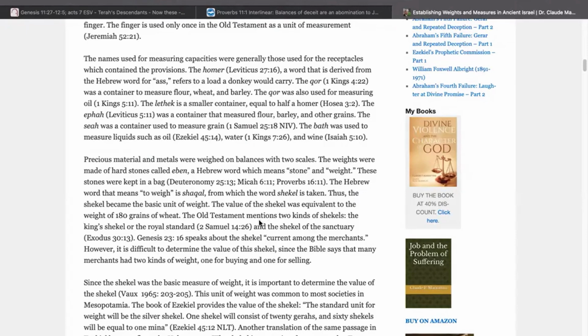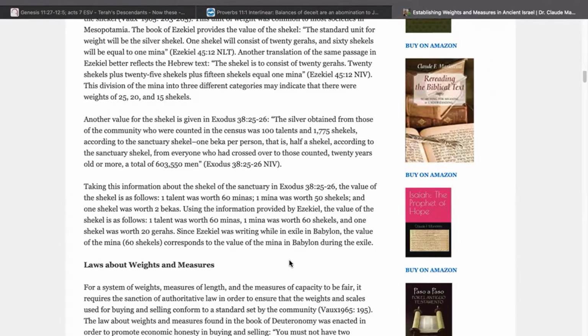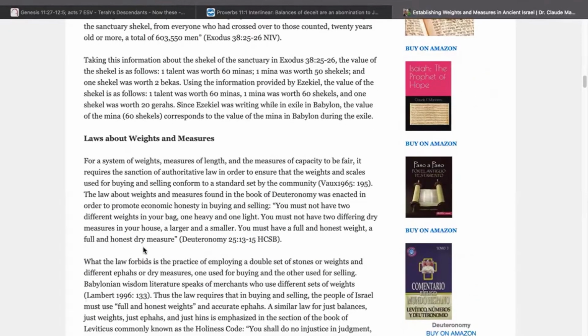The Old Testament mentions two kinds of shekels: the king's shekel, or the royal standard, 2 Samuel chapter 14, verse 26, and the shekel of the sanctuary, Exodus chapter 30, verse 13. Genesis 23:16 speaks about the shekel current among the merchants. However, it is difficult to determine the value of this shekel, since the Bible says that many merchants had two kinds of weight, one for buying and one for selling. All right, so it talks about them using the weight for the stone, and the shekel for buying and selling.